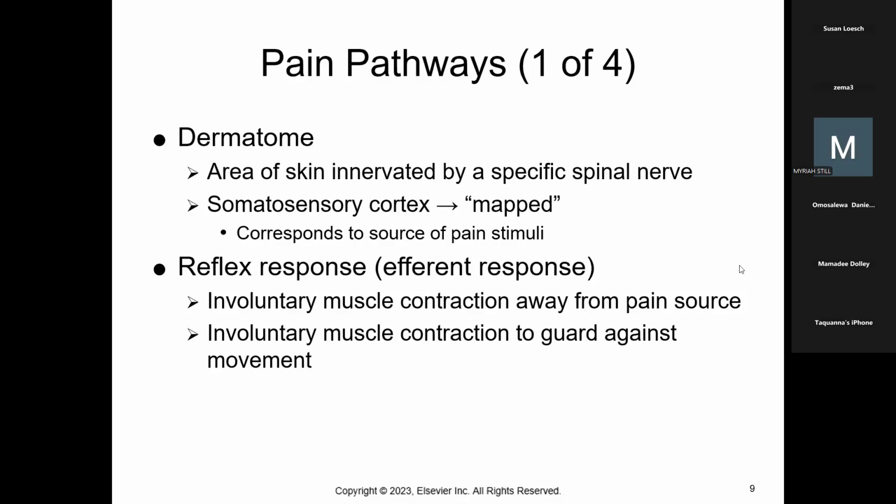All right. So the dermatome, guys, just remind me when we start. Like, Miss Sue, you got your recorder on? Sorry about that. All right.